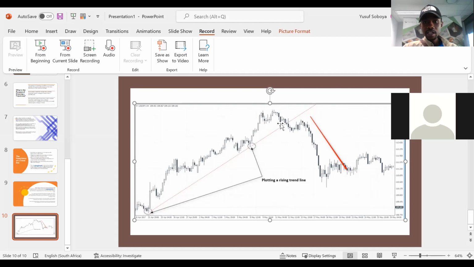Now you can see this type of candlestick. Between this black one, there's this one.